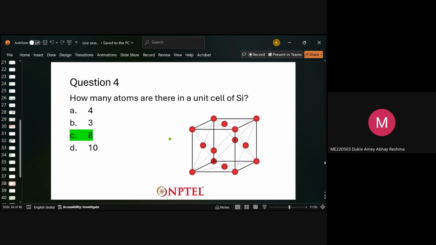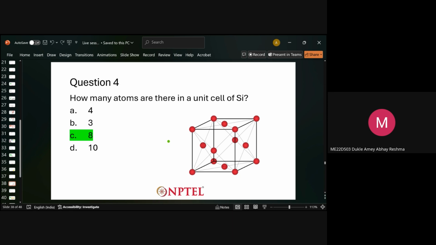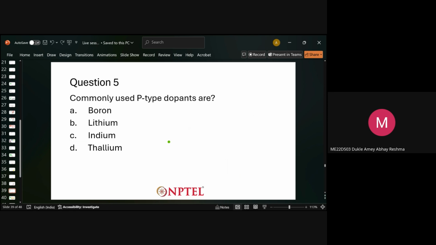So this is a question you need to focus on. I forgot because I made the slides a month back. Yeah, this question: it is diamond cubic structure, and the answer is 8. We'll just finish all the questions, and then I'll circle back to this question. Okay, sir, we'll get back to it.